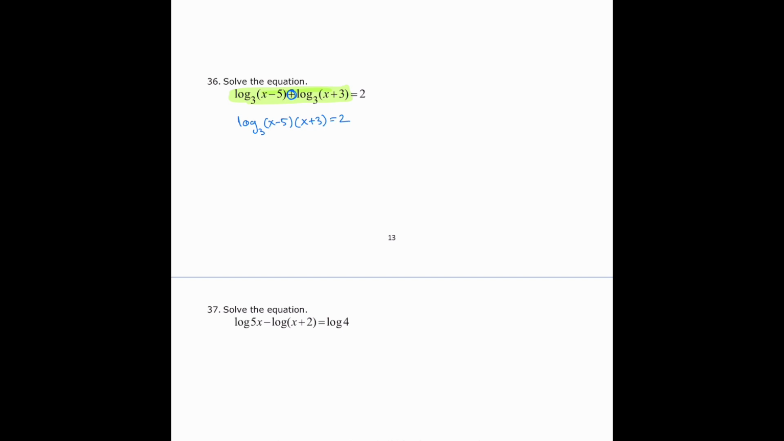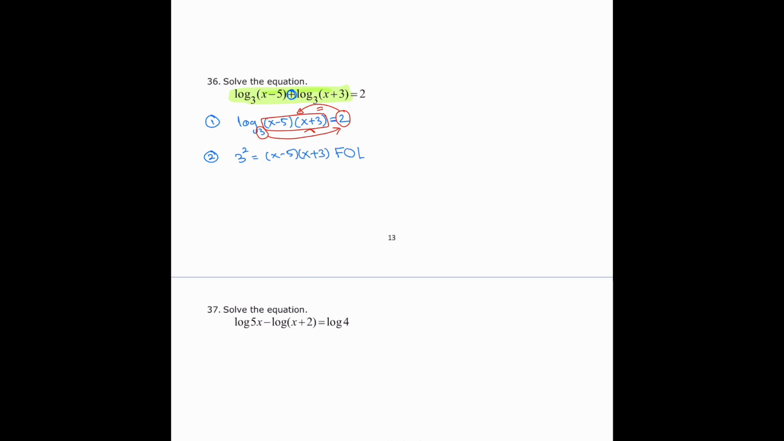Now, since we don't have a log on the other side, step number 1, compress. Step number 2, I do not have a log on the other side, so turn this into an exponential form. The exponential form says take the base, raise the base to the answer, and make it equal to the argument, and that should give you an equation that you can solve. So 3 to the second power equals x minus 5 times x plus 3.